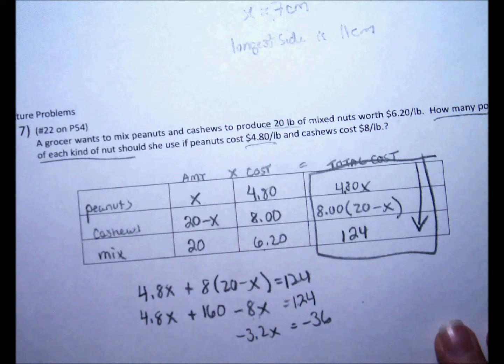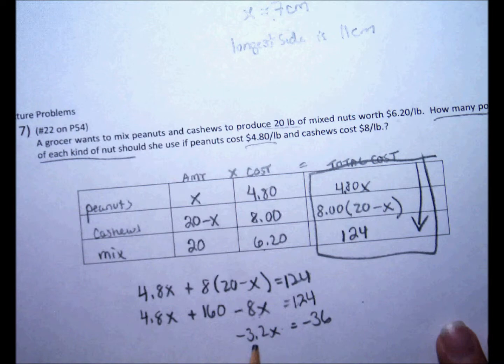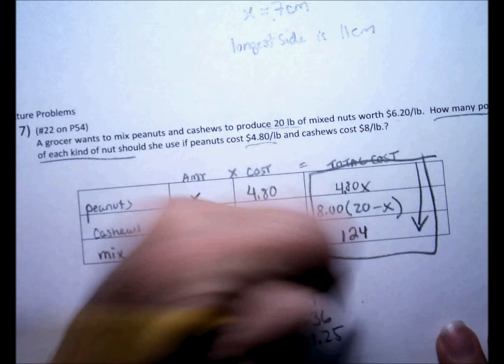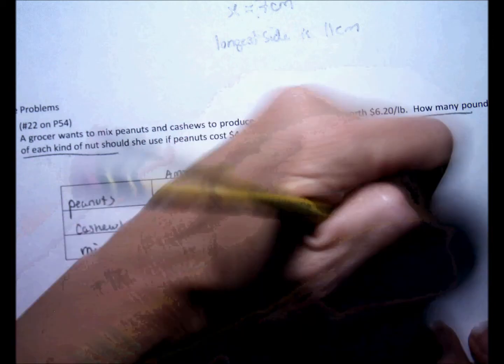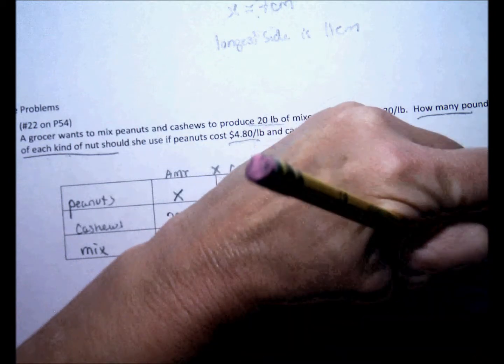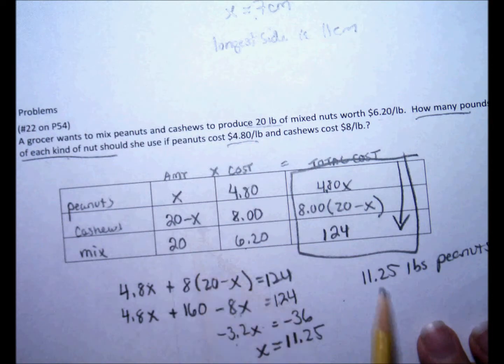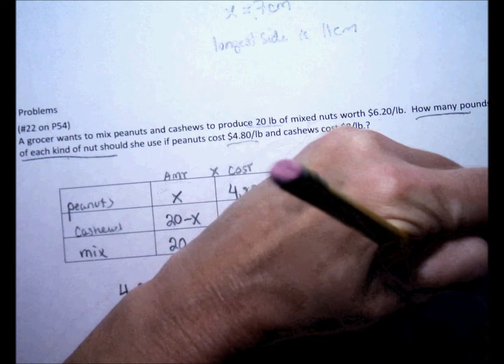Okay, equals 124. Okay, now 4.8 minus 8. We're going to combine our like terms. That's negative 3.2x. 124 minus 160 is negative 36. I combined two steps there. I combined my like terms and I isolated my x term at the same time. If that's confusing for you, go ahead and combine your like terms and then say plus 160 equals 124 and then subtract 160 from both sides. Okay, and then if we divide both sides by a negative 3.2, we're going to get a positive number.